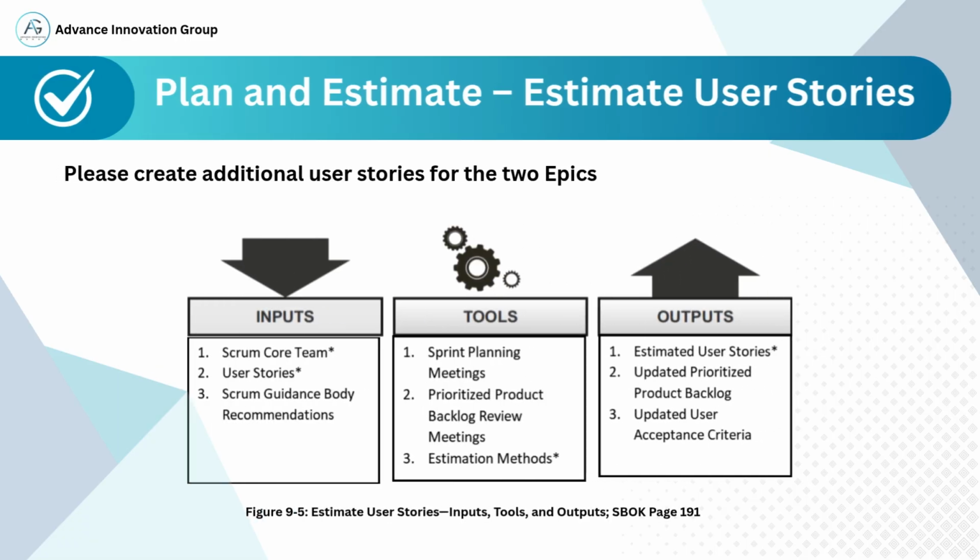This slide focuses on the process of estimating user stories in the Scrum framework. Estimation helps the Scrum team understand the effort required to complete a user story and aids in sprint planning and prioritization. We begin with the inputs. The Scrum core team, including the product owner, Scrum Master, and developers, are responsible for providing input. The user stories being estimated are created in the earlier stage. Inputs may also come from Scrum guidance body recommendations, which provide estimation best practices or benchmarks from previous projects.